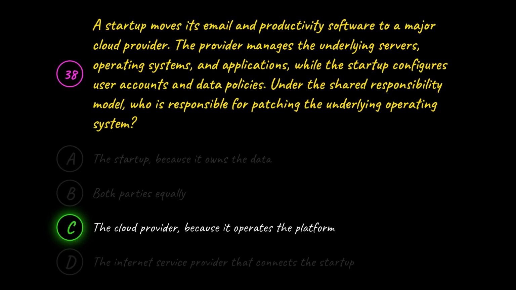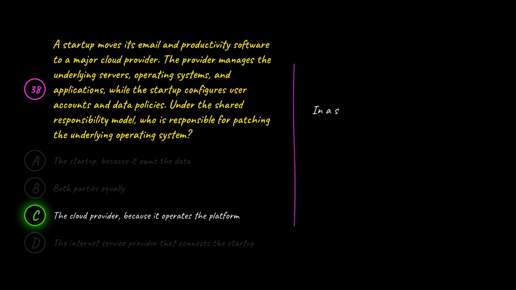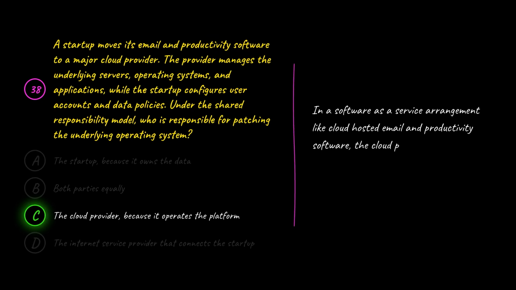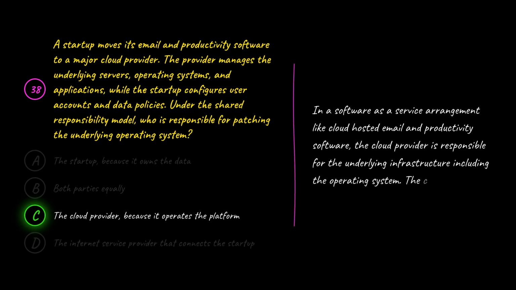The correct answer is C, the cloud provider because it operates the platform. C is correct because in a software as a service arrangement like cloud-hosted email and productivity software, the cloud provider is responsible for the underlying infrastructure, including the operating system. The customer handles its data and user-level configuration.